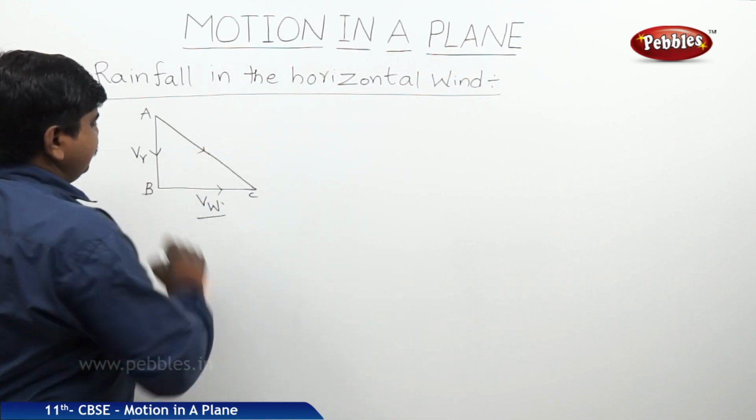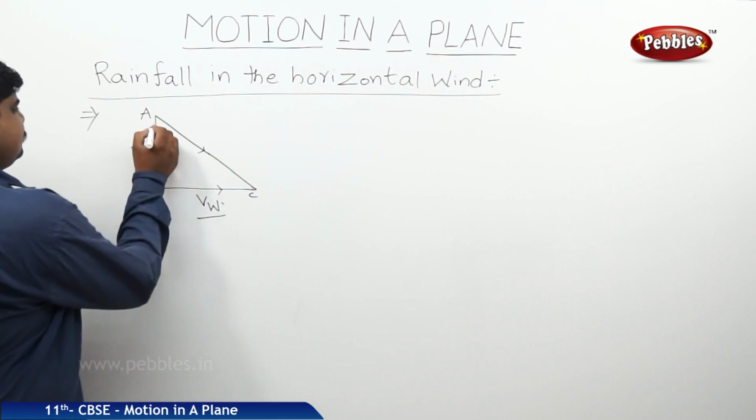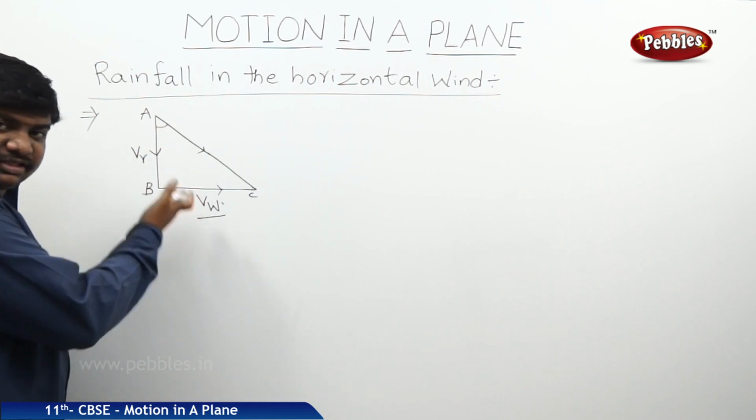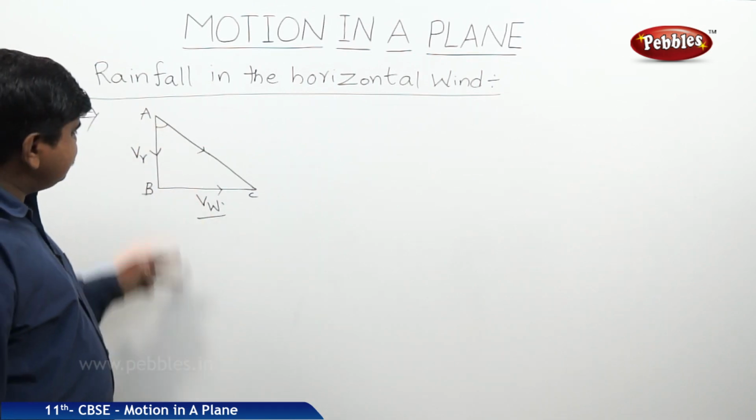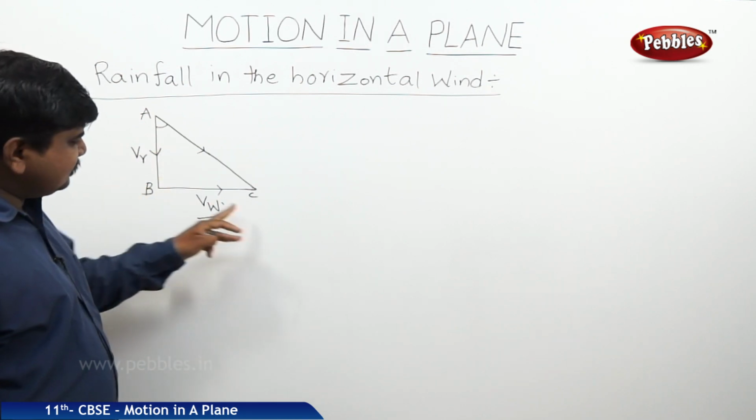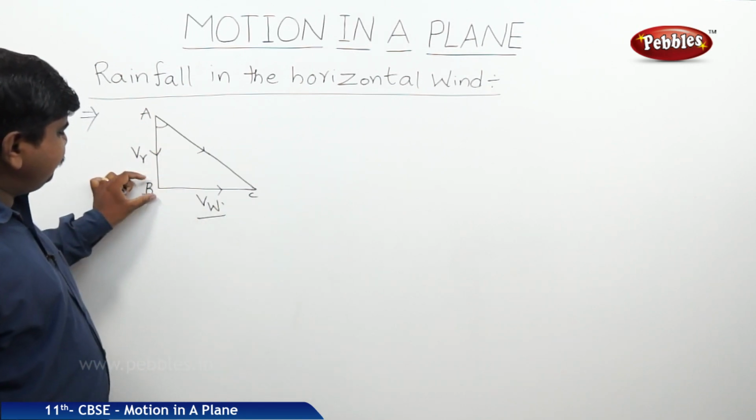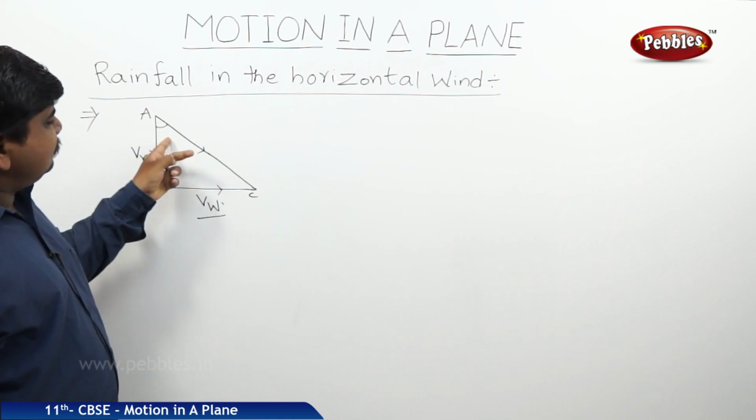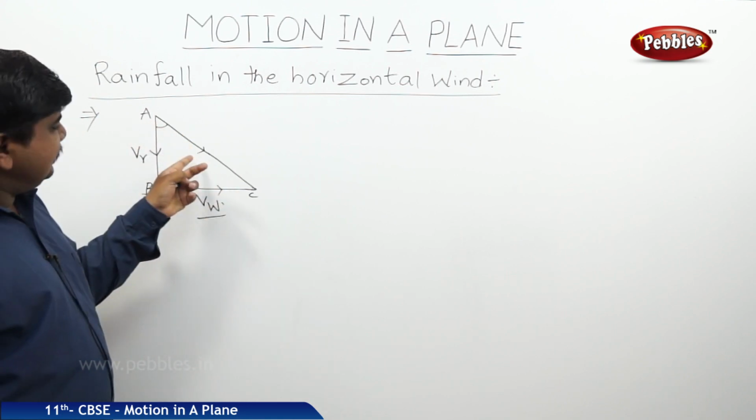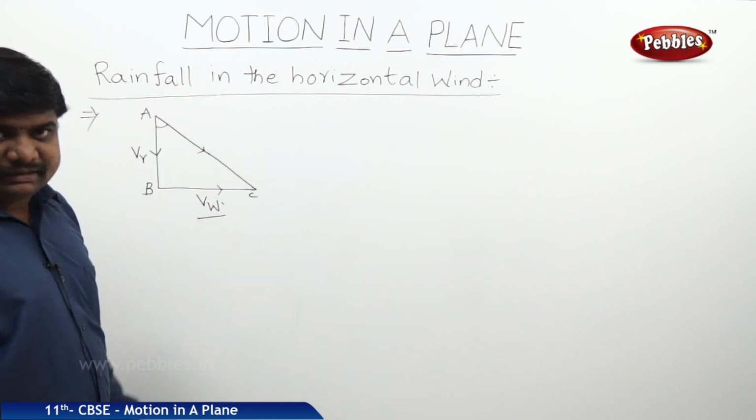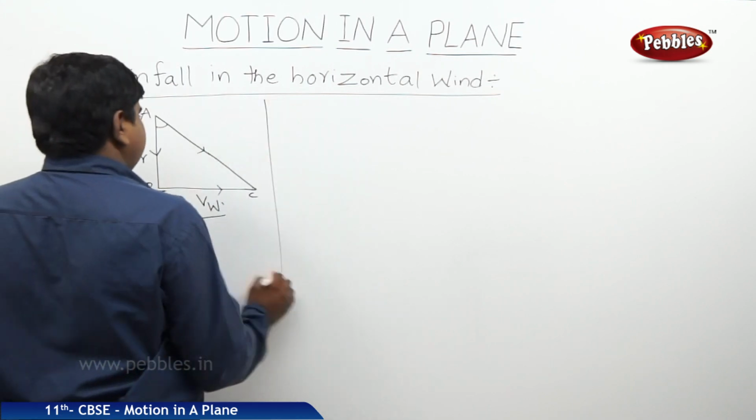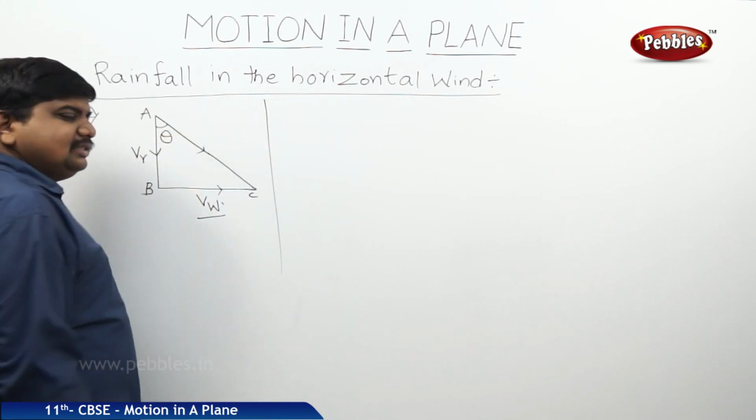This one we can find out. For that purpose, we should use the triangular law. This is one of the examples of triangular law, because velocity of rain is vertical, velocity of wind is horizontal. These two represent the two sides of a triangle. The third one which connects these two is representing the resultant vector. So therefore, this is the angle made by it, theta.